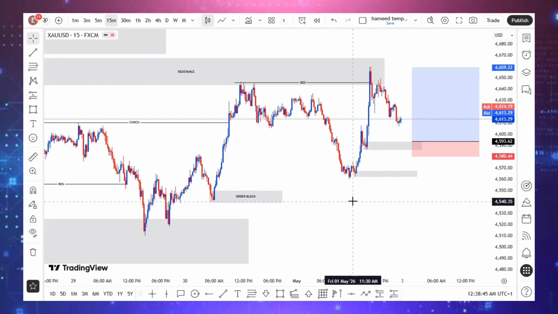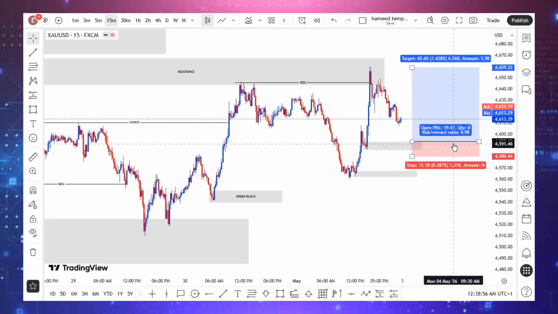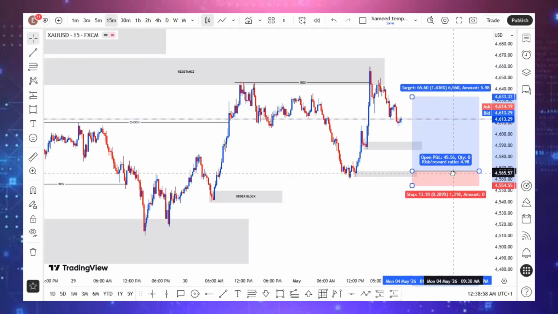Because if you understand gold, you know that gold respects zones a lot. So I'll be waiting for it here. I'll be waiting for it here. So let me just bring this one down.